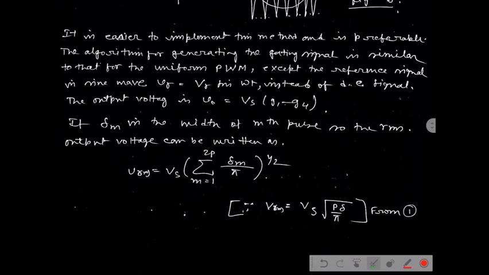This RMS value has been calculated for multiple pulse width modulation. The similar approach I have already discussed here. So this is all about sinusoidal pulse width modulation. It's a very important topic. Please go through the topic. So thank you, students.